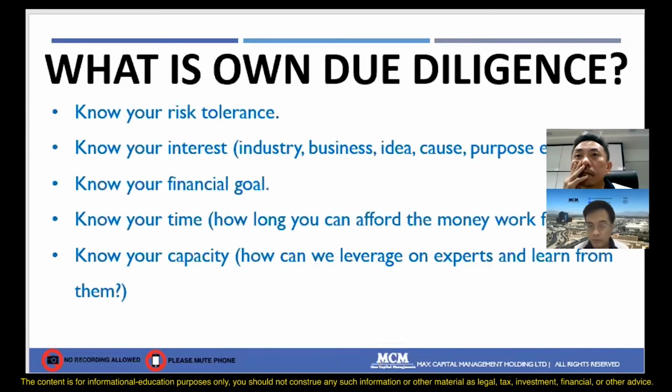So let's look at it. On own due diligence, basically we want to know our risk tolerance. Sometimes we hear some of our friends say any return less than 12%, I don't want to invest. So does this person have a high risk tolerance or low risk tolerance? Okay, there is no right or wrong.